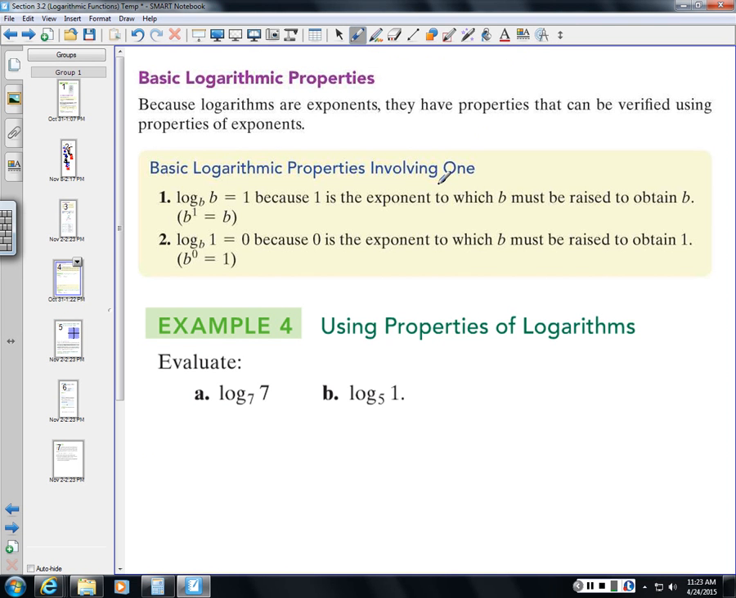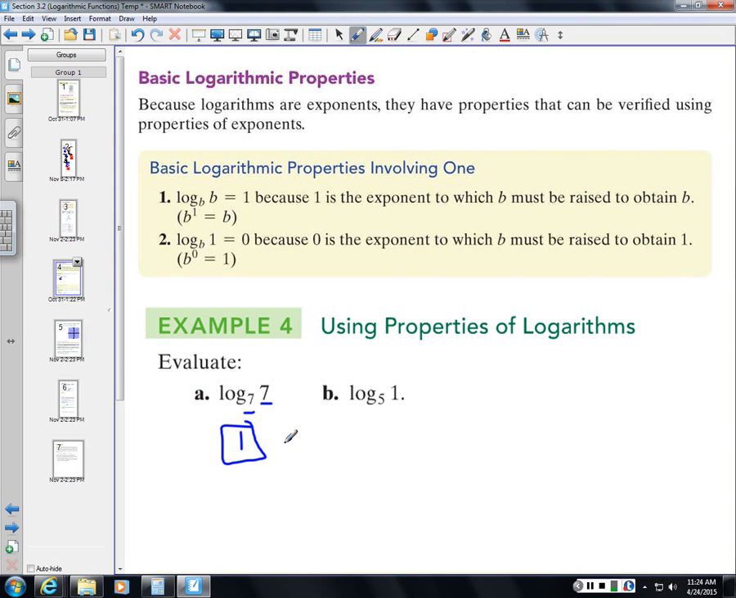So the first one says that if you have log base b of b, that's actually just equal to 1, because 1 is the exponent to which b must be raised to obtain b. So we'll prove that example and show you what that means. But it's basically saying if you have log base b of b, so if your log base and what you're taking the log of is the same, if we recognize that, we know the answer is just going to be 1. So down here on example A, log base 7 of 7 is just going to be equal to 1.